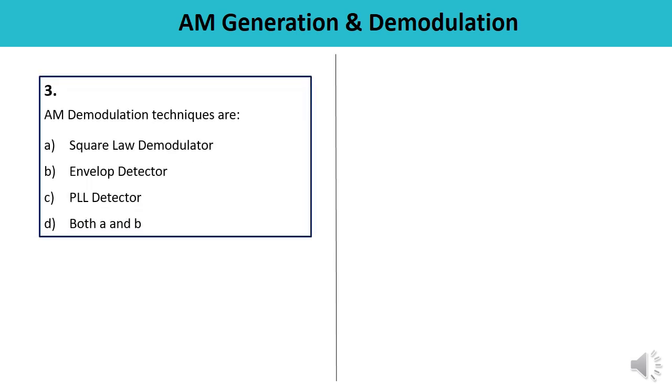Next question is AM demodulation techniques are. Recall what you have studied for the demodulation of AM. Means from AM to extract the original signals. So the demodulation techniques are square law demodulator and envelope detector. Means option both A and B. It means here the correct answer is D.